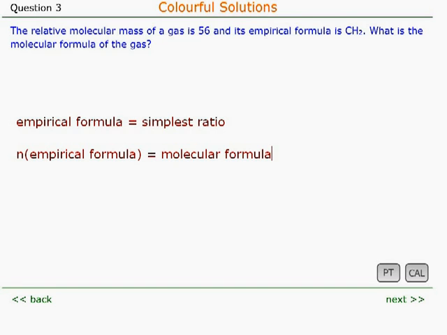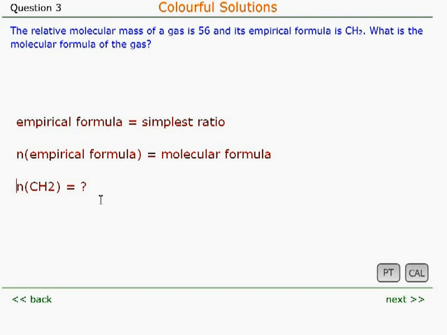Well, the empirical formula is CH2 in this case. So what we've got is n CH2s, let's put it in brackets, n CH2s will equal what? Well, how do we know what the molecular formula is? Well, the mass, obviously, of CH2 multiplied by n will give you the mass of the molecule. Well, we're told what the mass of the molecule is.